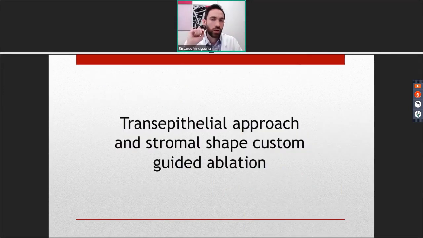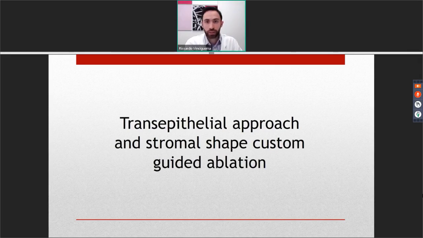So let's speak about a concept, because it's only a concept. It's not available on the market. Dan Reinstein, for example, is speaking a lot about the idea of stromal guided ablation, which would be very good, because what he says is that if you have an irregular epithelium, you have an irregular stroma, which is absolutely true, which means that if we treat the stroma and try to regularize the stromal profile, then you fix everything, which is true.